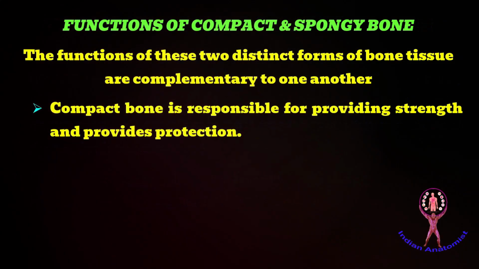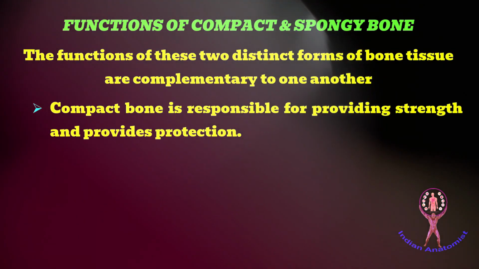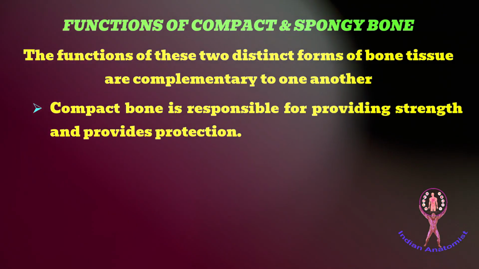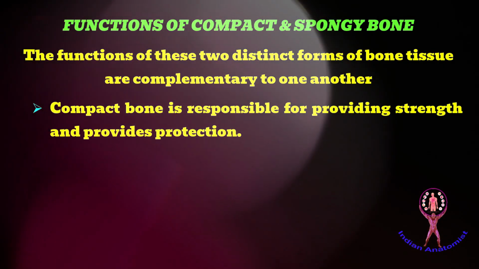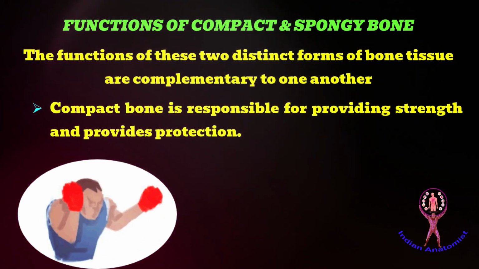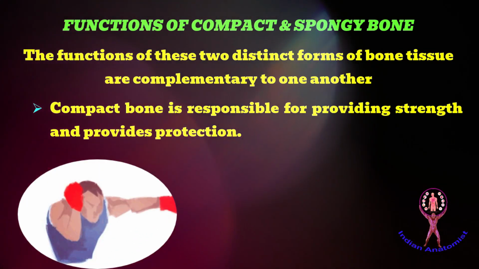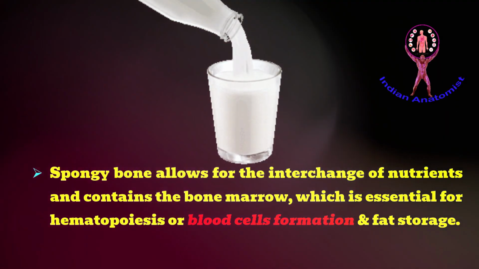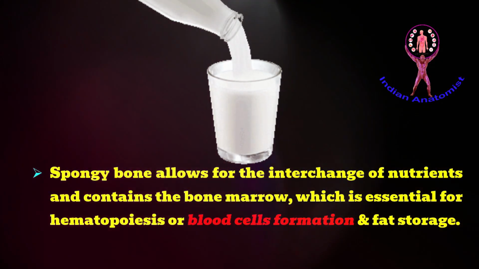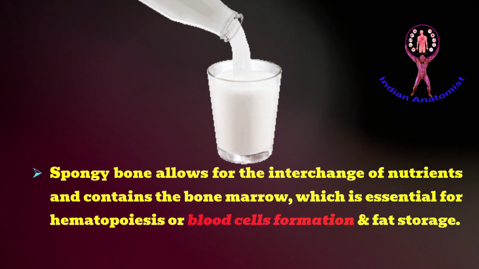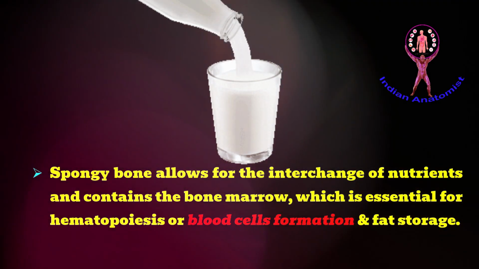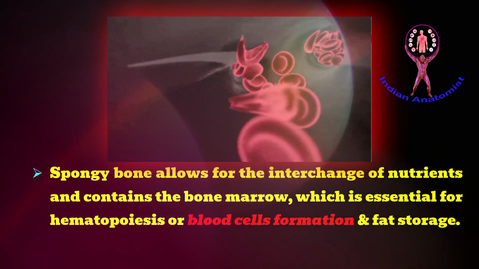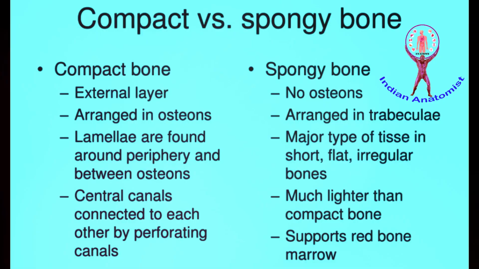The functions of compact and spongy bone together. The functions of these two distinct forms of bone tissue are complementary to one another. Compact bone is responsible for providing strength and protection, whereas the spongy bone allows for the interchange of nutrients and contains the bone marrow, which is essential for hematopoiesis or blood cell formation, and also fat storage.